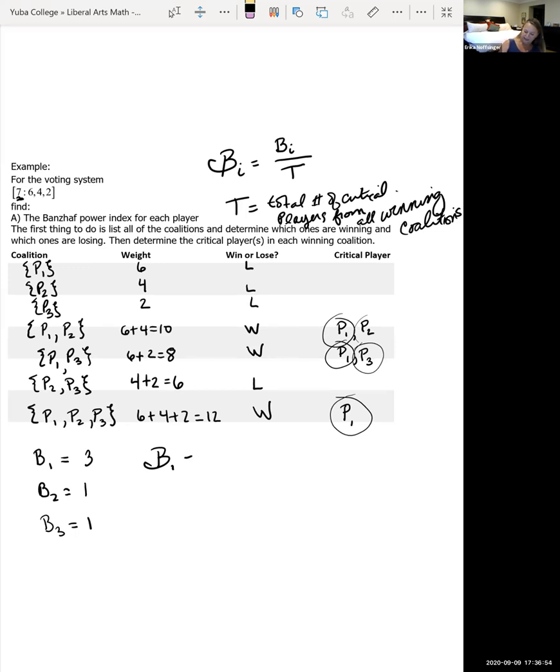Okay, so in this case, this would be 3 all over. And if I look at T in our case, we have 1, 2, 3, 4, 5. So they would have 3/5. The Banzhaf index for player 2, they have 1 out of 5. And the Banzhaf power for player 3 is 1 out of 5.